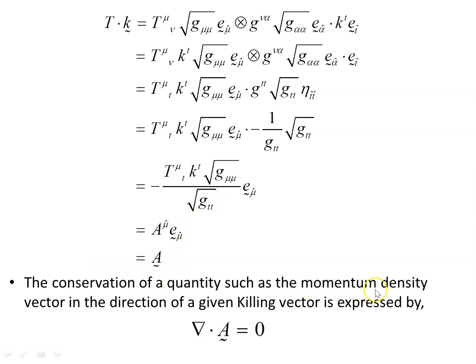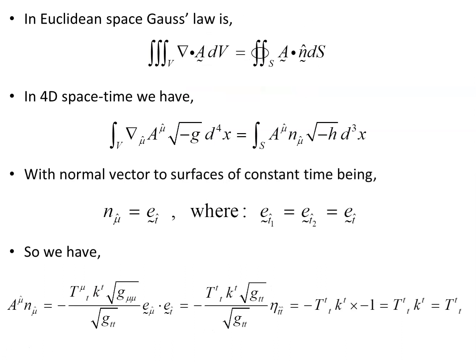Now, the conservation of a quantity such as a momentum density vector in the direction of a Killing vector is expressed by del dot A is 0. Divergence theorem there, if the divergence is 0. And just to remind ourselves how we can use that in Euclidean space, Gauss's law is this object here. The integral of the divergence over all the spatial dimensions is equal to a surface integral over a space that's one dimension less. So in 4D space-time, the equivalent is this.